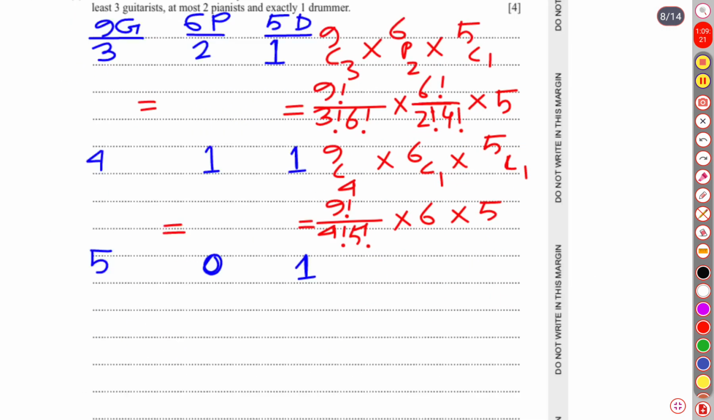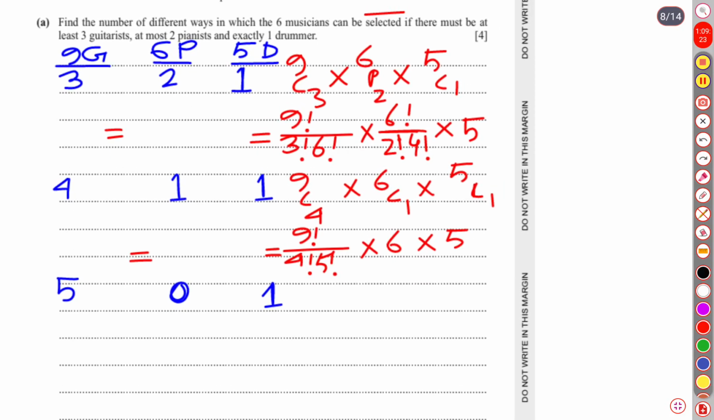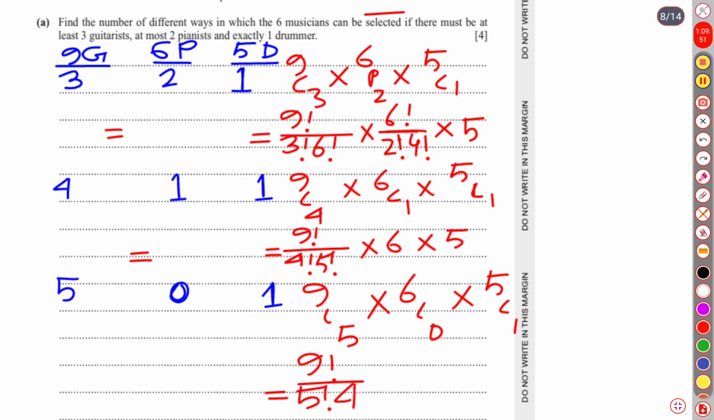Then the third possible case is, from 9 guitarists we are choosing 5. So it is going to be 9. From 9 we are choosing 5, and from 6 pianists we are choosing no one. Then from 5 drummers we are choosing only 1. 5 choose 1. So it is going to be 9 factorial over 5 factorial as well as 4 factorial.